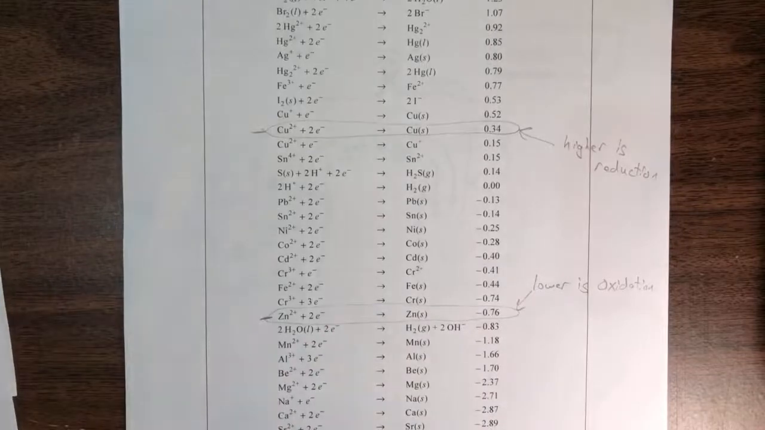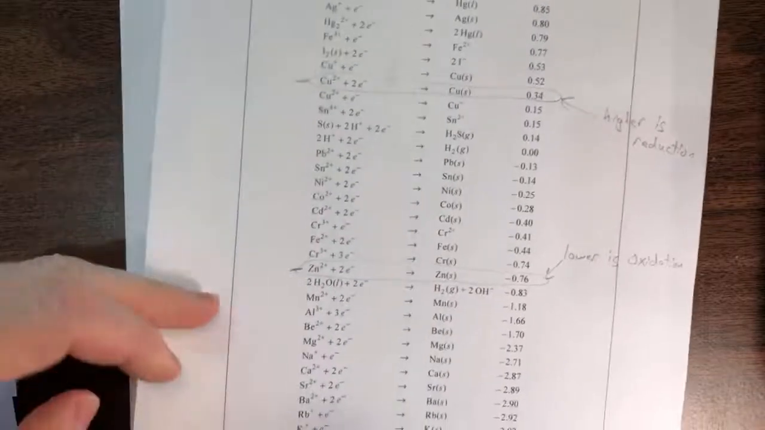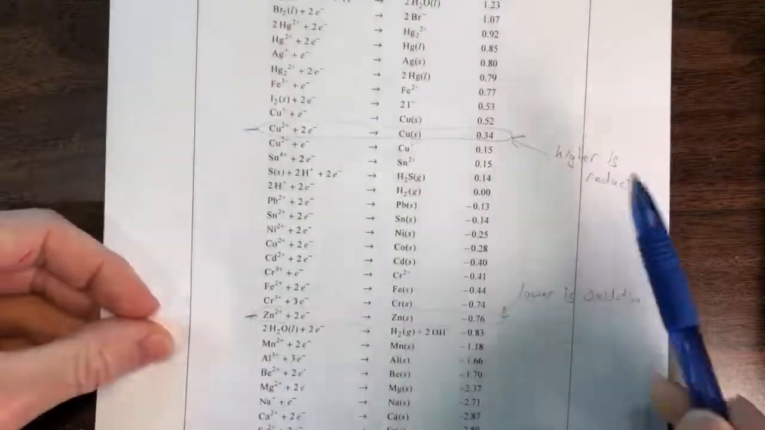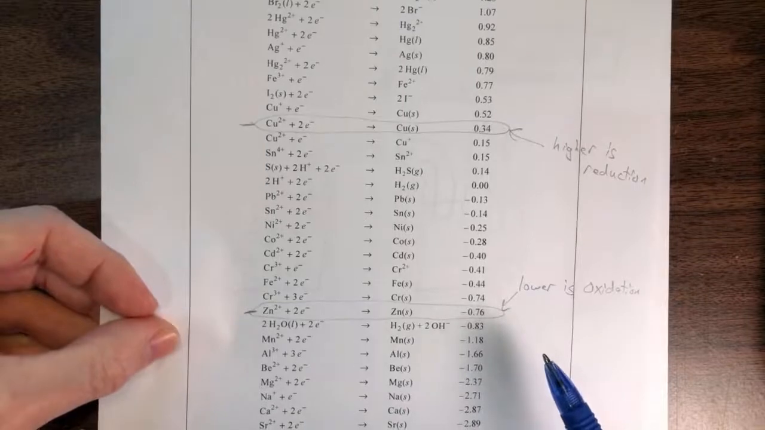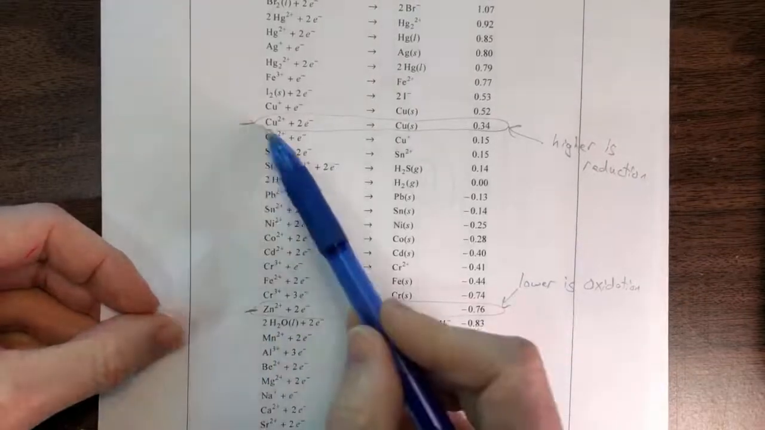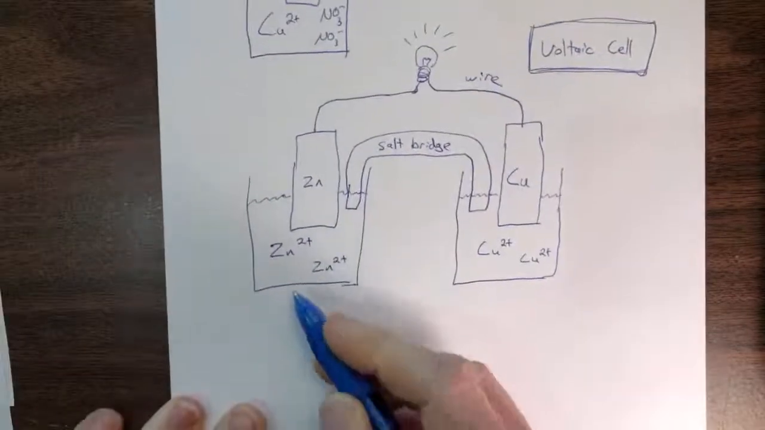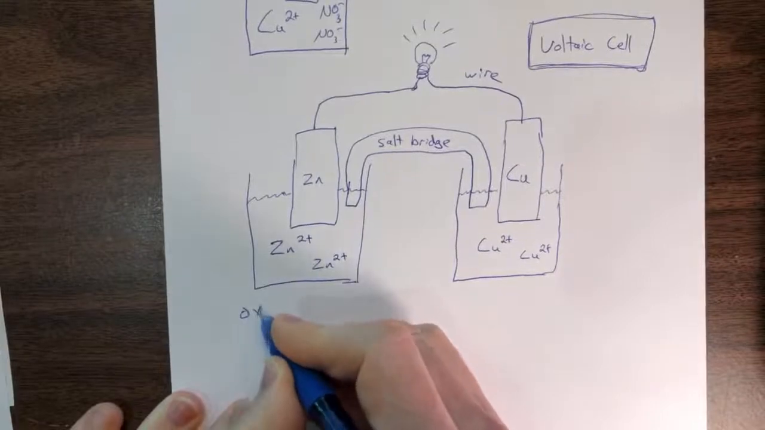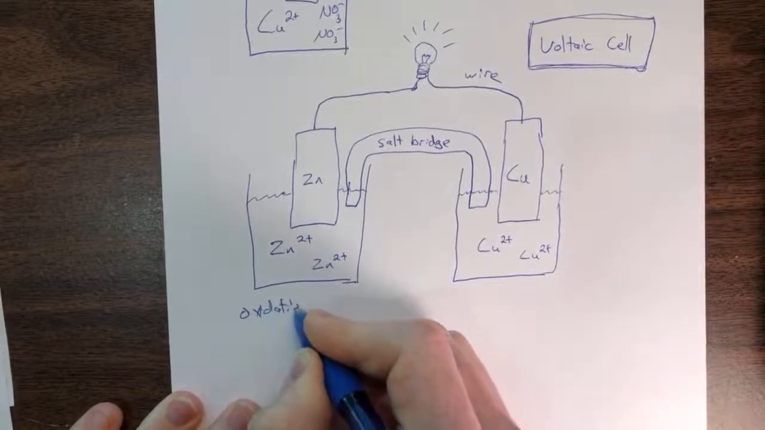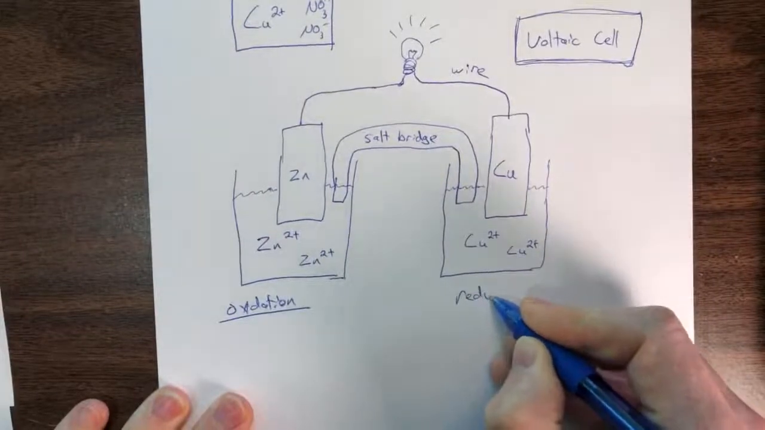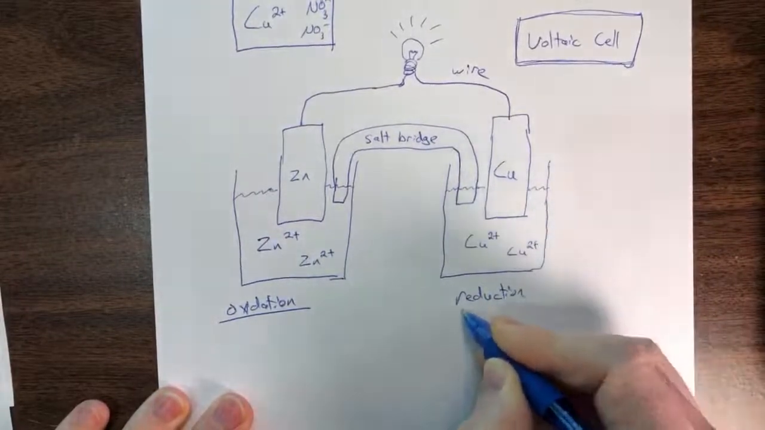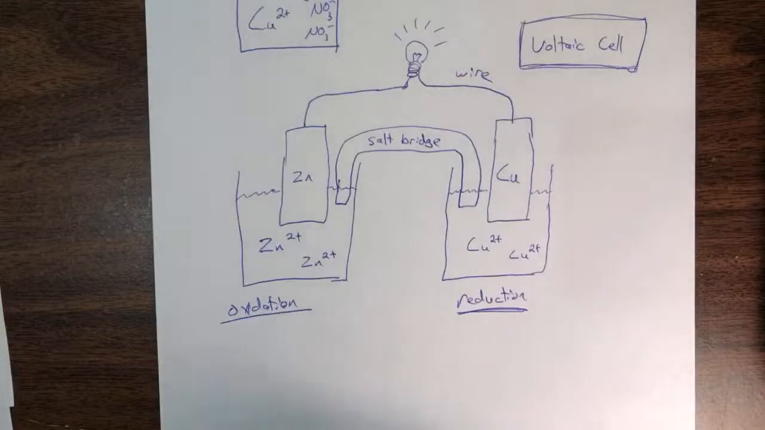So we can go ahead and do everything that we've already done, everything that we know how to do. Once you know which one's the reduction and which one's the oxidation, you go ahead and label it right away. Because zinc is oxidation, copper is reduction. So we say zinc is the oxidation half, and the copper is the reduction half. That's what's happening in both sides.